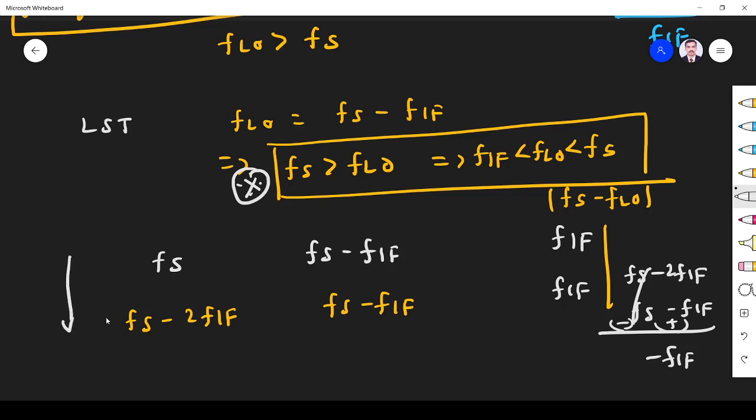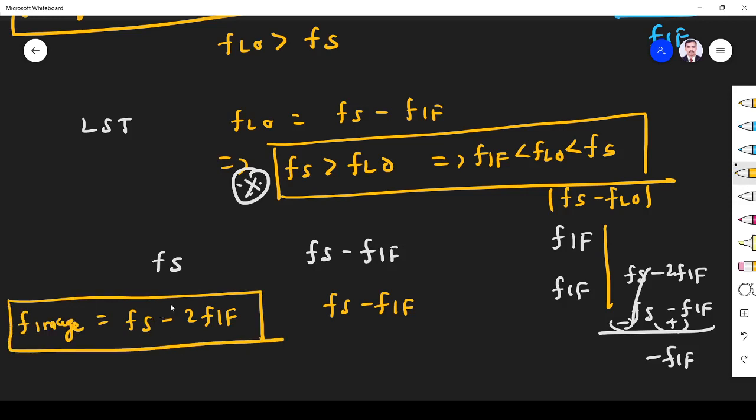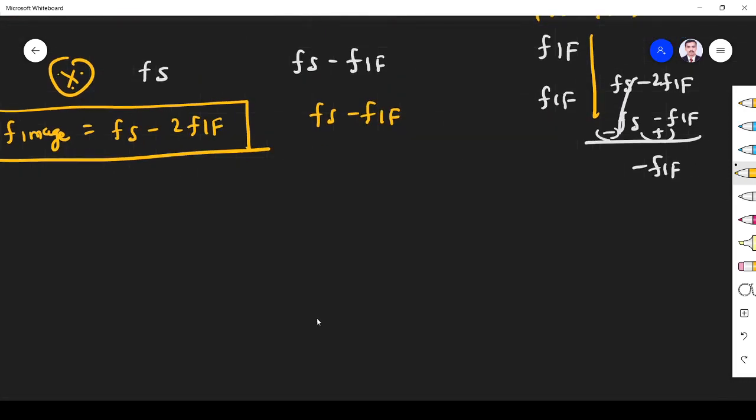So for low side tuning, Fs minus 2Fif is the image frequency of the original signal. So if the question is given for low side tuning, we have to use this formula, right? This is what we have to understand. Please be careful about this condition, right? Now let us solve the problem.